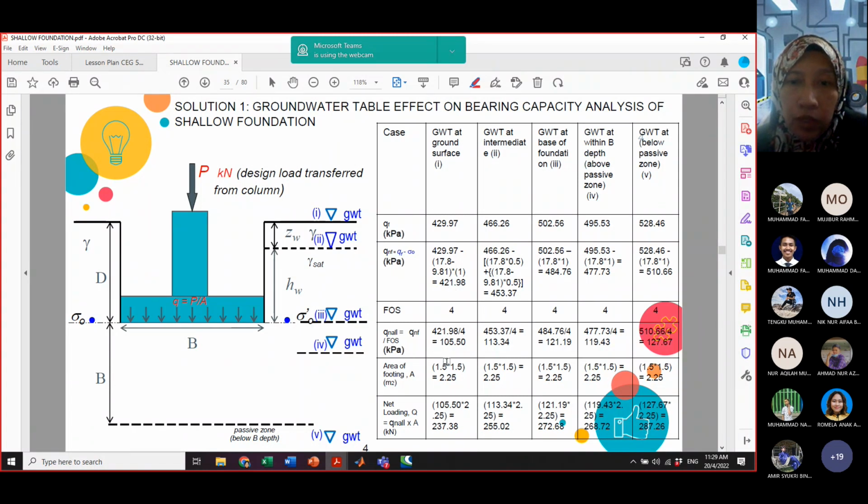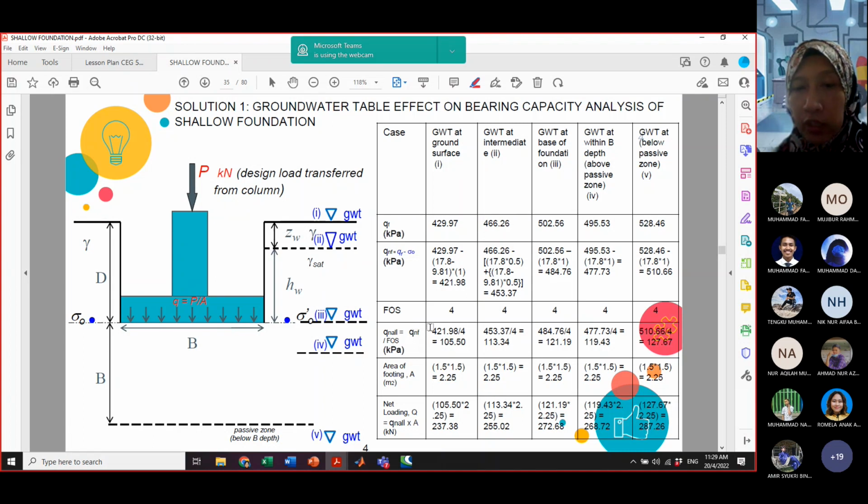Okay, dalam this case I calculated saya menggunakan formula sebagai QNF bahagi dengan FOS lah. This is saya menggunakan kaedah Bradas.